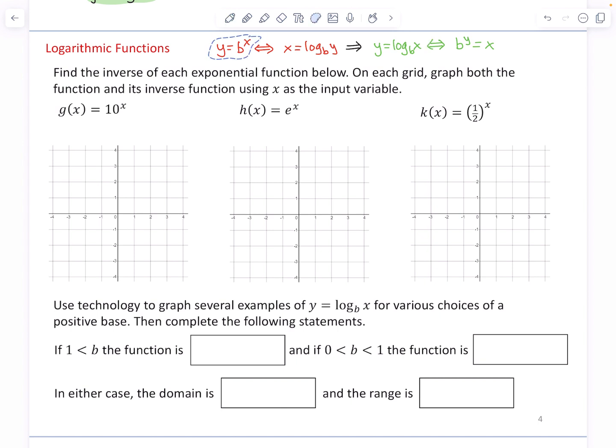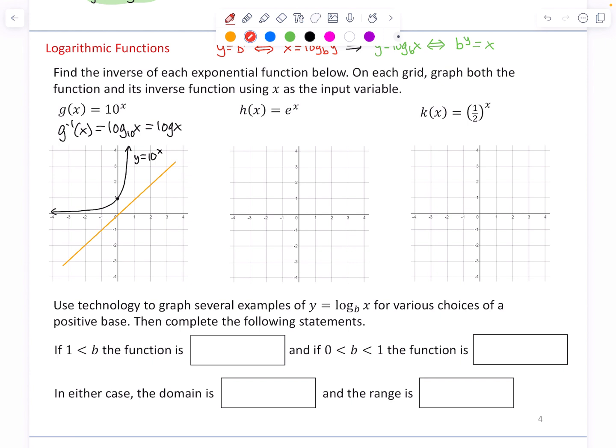So if you're given a function in this form, y equals b to the x, then its inverse function with x as the input variable will be this one, log base b of x. So here in the case of g equals 10 to the x, g inverse will be equal to log base 10 of x, or you can just write log of x. Now if you graph 10 to the x first, it goes through (0, 1) and (1, 10), and (1, 10) is off of our scale. But if you take this graph and reflect it around the line y equals x, you will get a graph of y equals log x.